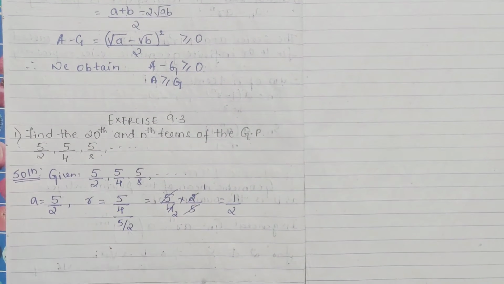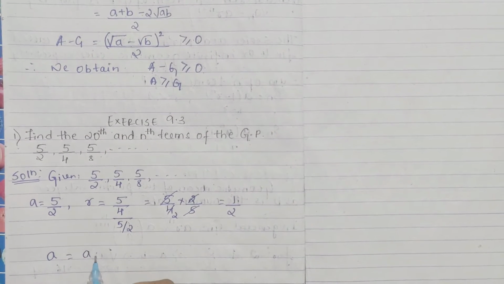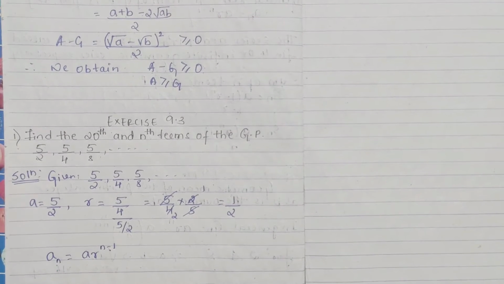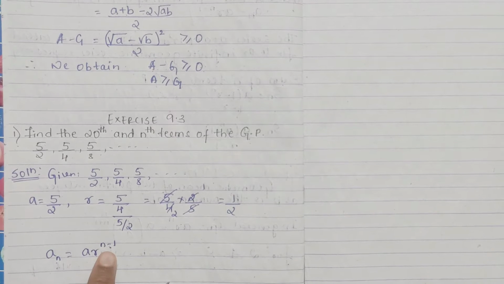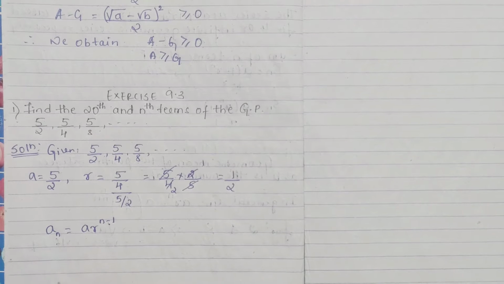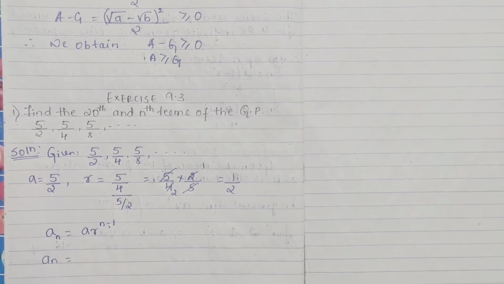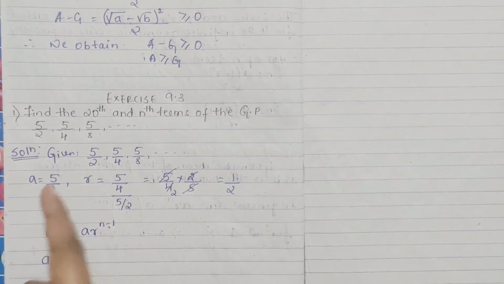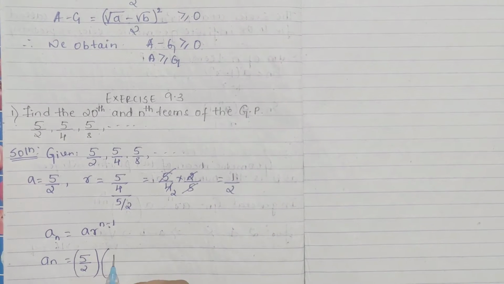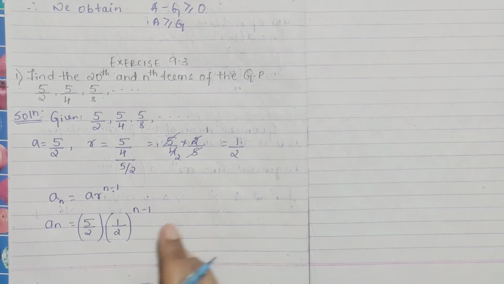Now you have to find the 20th term and the nth term, they are telling. So how is a GP term given? a_n is equal to a r raised to n minus 1. First we will find the nth term. We have taken the formula already, so we will write it. a_n is equal to, a is 5 by 2, and r is 1 by 2, raised to n minus 1.